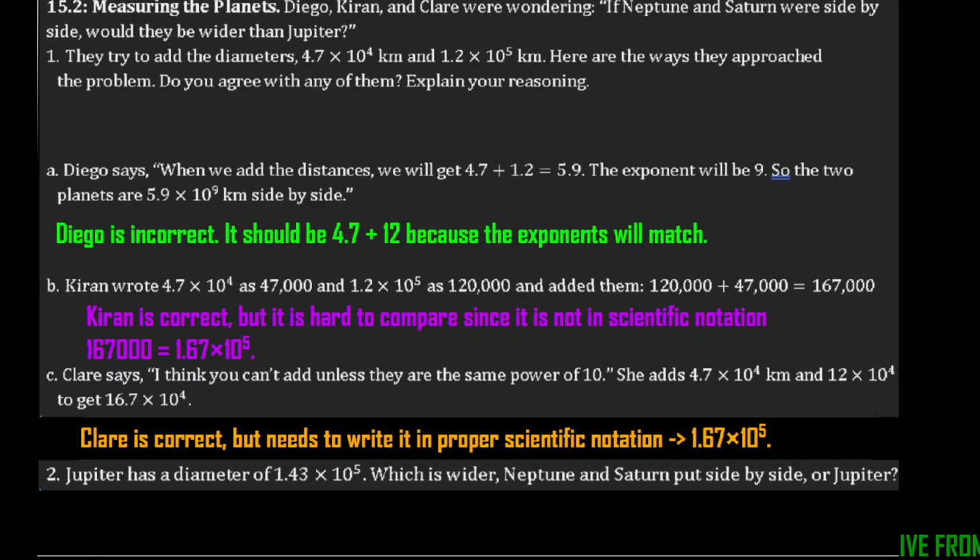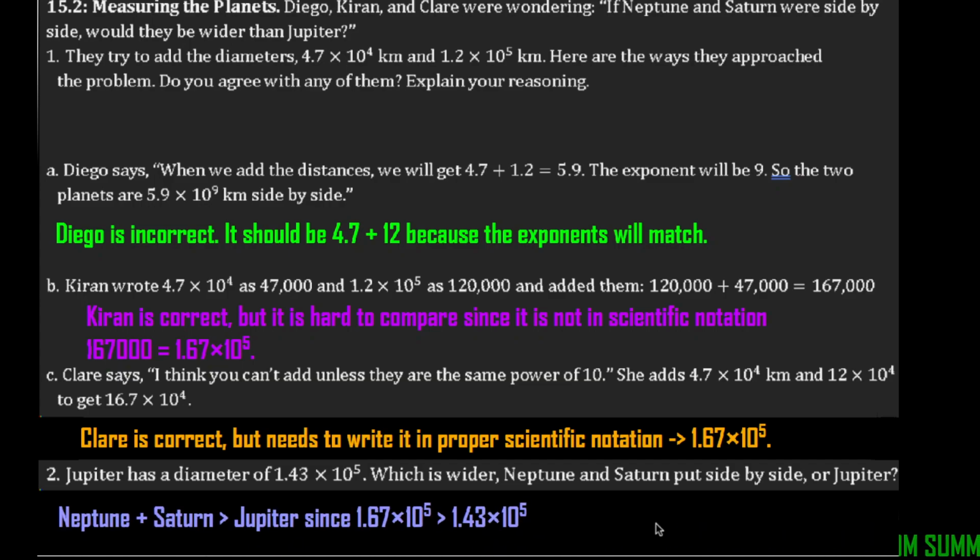And for the last part, it says Jupiter has a diameter of 1.43 times 10 to the fifth power. Which is wider, Neptune and Saturn put side by side, or Jupiter? And we're going to say that Neptune plus Saturn is greater than Jupiter, since 1.67 times 10 to the fifth power is greater than 1.43 times 10 to the fifth power. And we can just look at those numbers attached to the times 10, because since both of them are times 10 to the fifth power, we can compare them a lot easier.